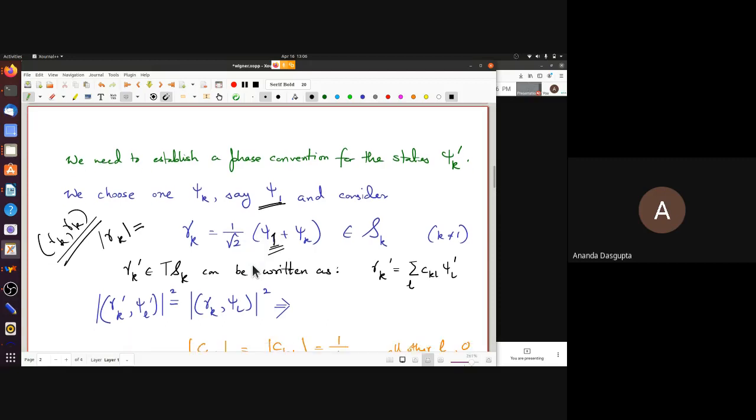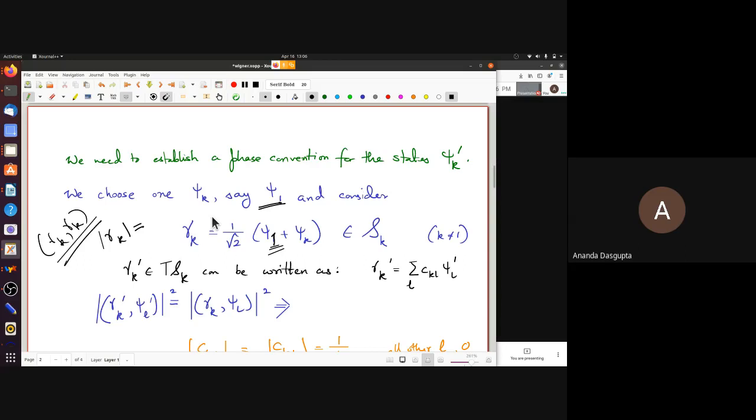Okay, fine. Now this is your gamma k. I've just started with this vector, 1 by root 2 times psi 1 plus psi k. So it's not one vector. It's actually all k's, that is, infinitely many of them. The only thing that I'm not going to use is k equal to 1. Apart from that, psi 1 plus psi 2 by root 2, psi 1 plus psi 3 by root 2, and so on. I have gamma 2, gamma 3, and so on.